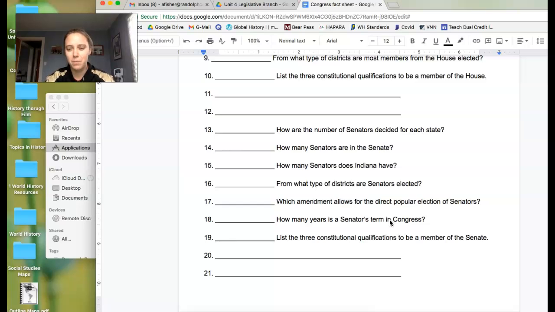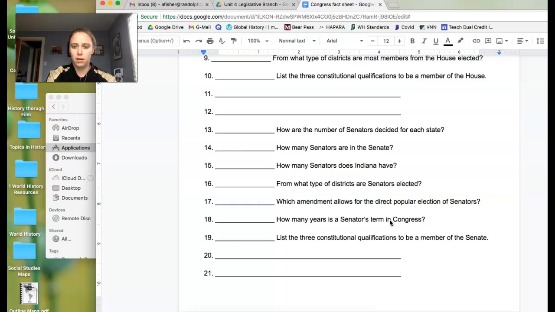16. From what type of district are senators elected? These are called at-large districts. At-large. And that's because more than one person is going to win a Senate seat, because everybody gets 2. So the entire state gets to vote for who our senators are. It's not just a single district, it's an at-large.